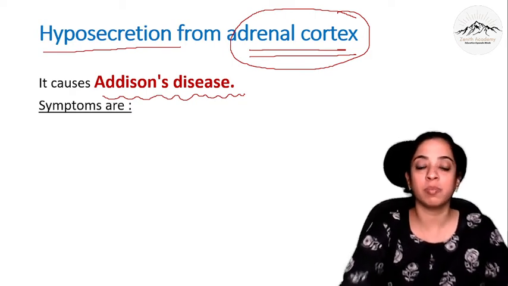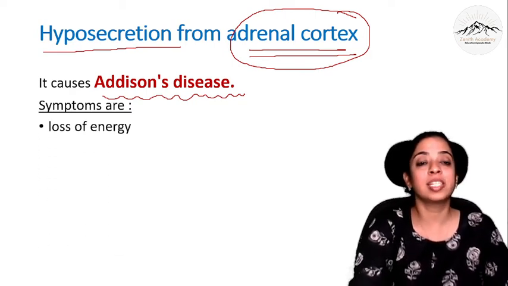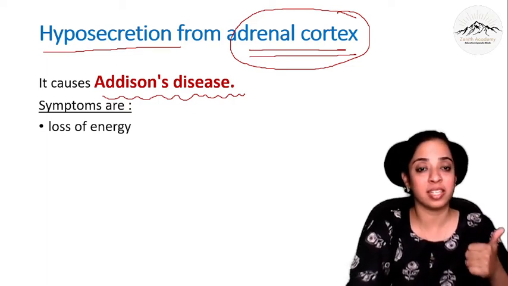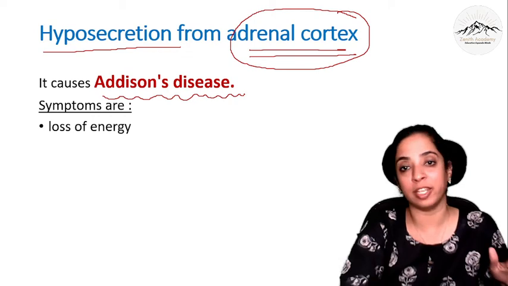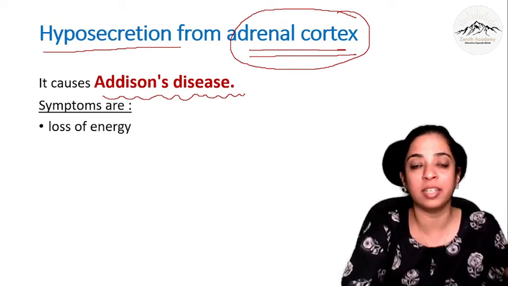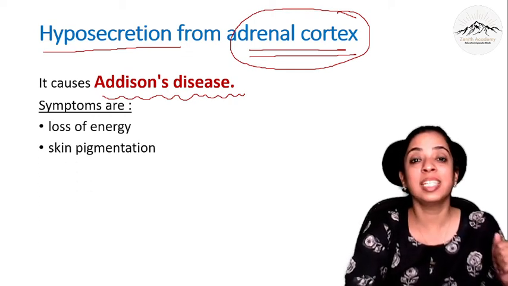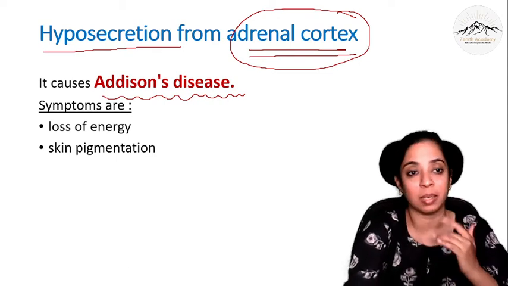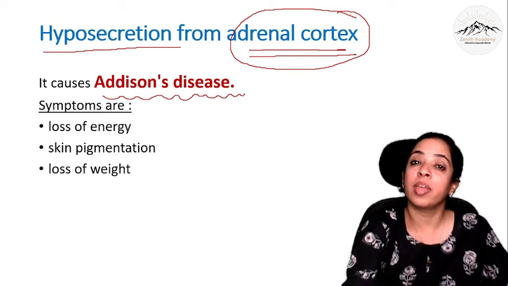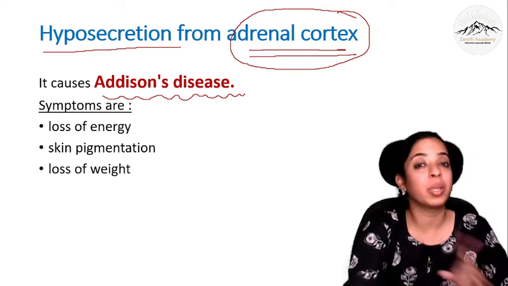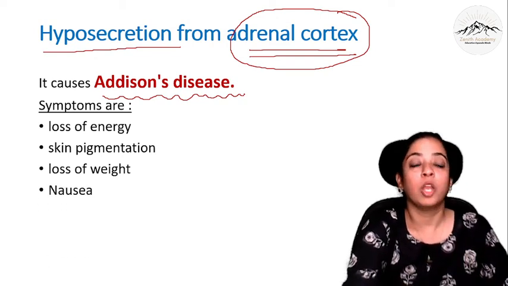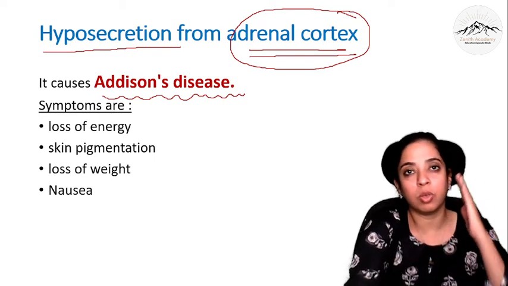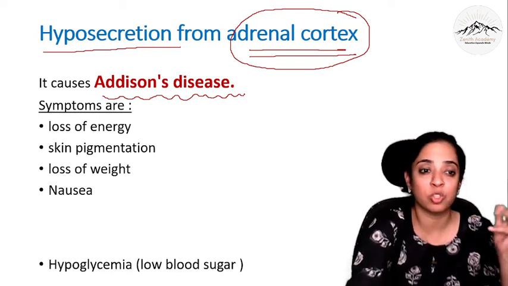So, what are the symptoms of Addison's disease? First is loss of energy. The person suffering from Addison's disease is always low on energy, always fatigued, tired all the time. Then skin pigmentation. There will be dark patches on the skin. Then there is loss of weight. The person becomes very skinny. Nausea, the feeling of vomiting and your head goes on spinning.